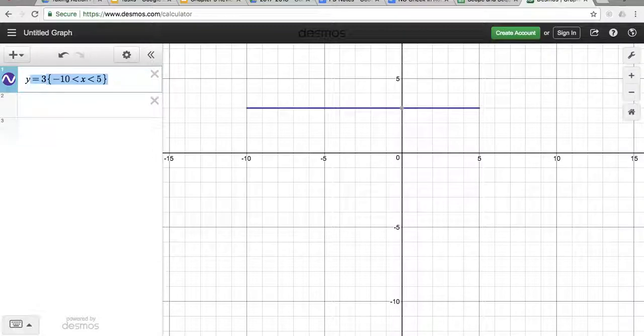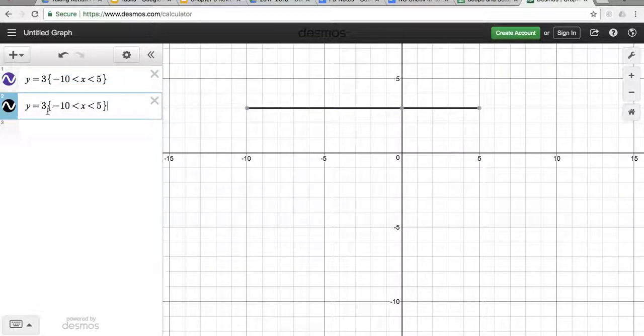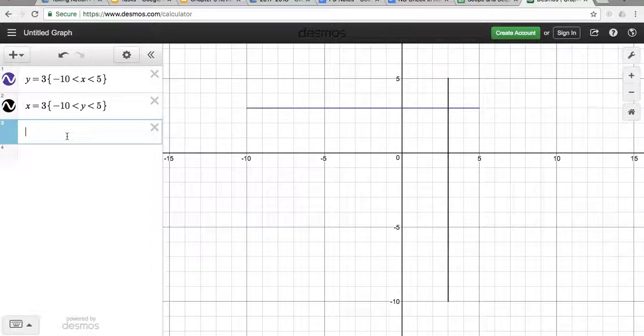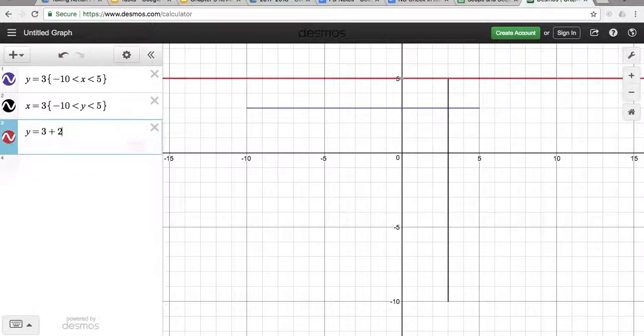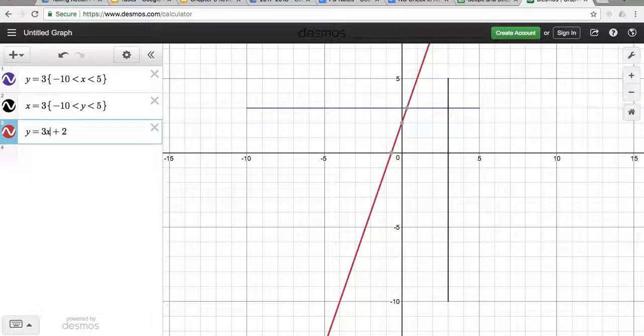What if we want to do that for the vertical line? So let's say we have this vertical line, then you're going to change this to y, and then you see this vertical line only goes from -10 to 5. The slanted line is going to be y equals some number times x plus 2.